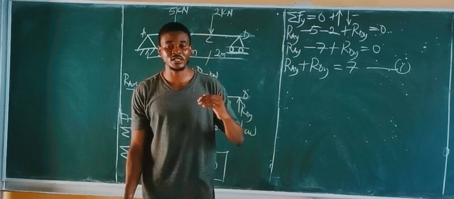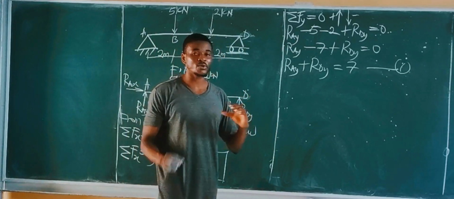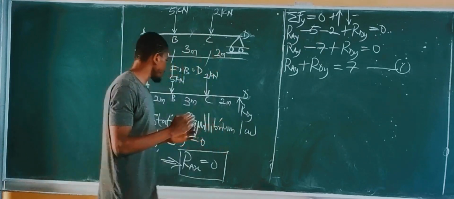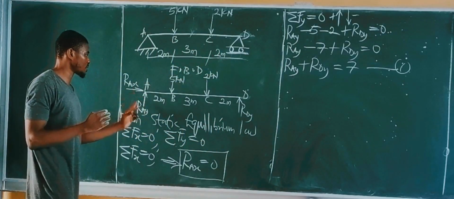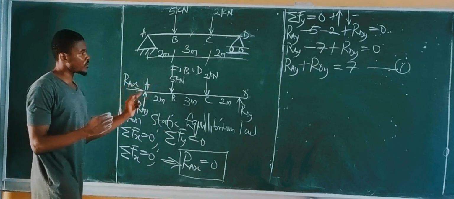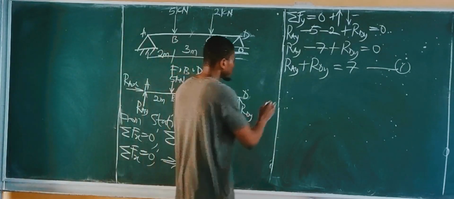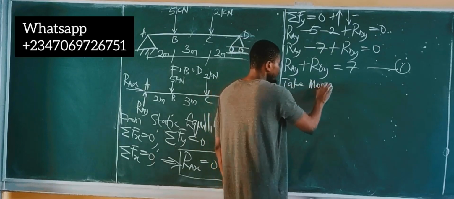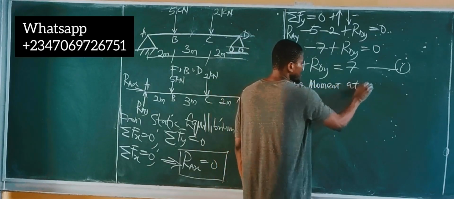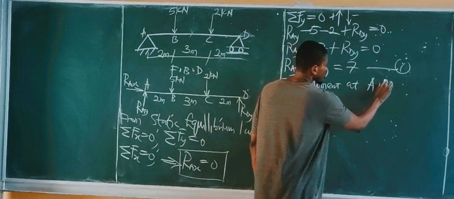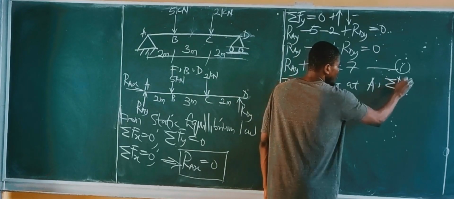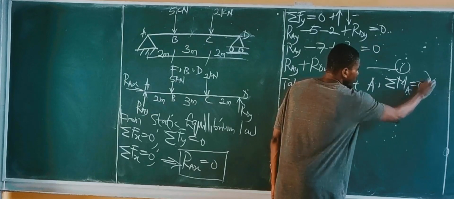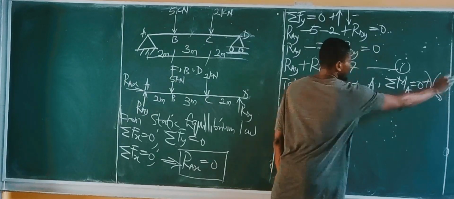If you are following the series, I said at this point what to do is simply take moment about the point where we have numerous forces. We have 2 forces at point A, so we'll simply take moment of force about point A. We said the summation of the entire moment at point A is equal to 0. Let's take clockwise moment as positive, anti-clockwise moment as negative.